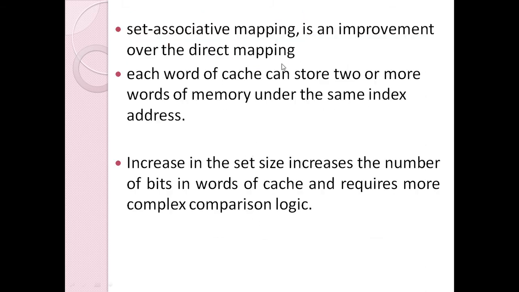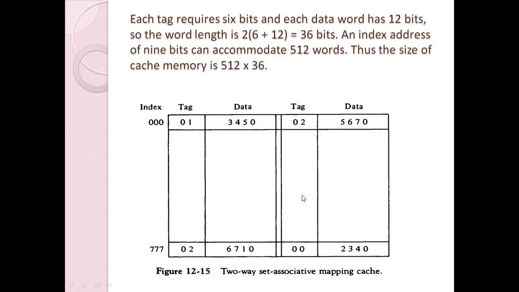So set associative mapping is an improvement over direct mapping. Each word of cache can store two or more words of memory under the same index address. Increase in set size increases the number of bits in the word of cache and requires more complex comparison logic. So if we keep increasing these tags, tag 1, tag second, then third and fourth, this again becomes costlier because the comparison logic becomes very complex.